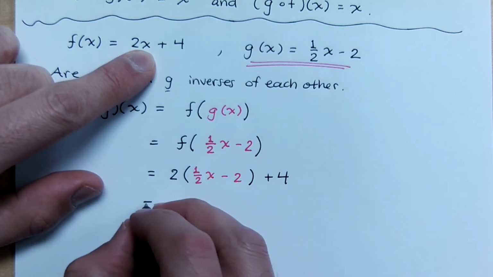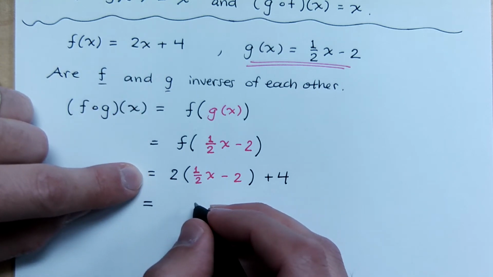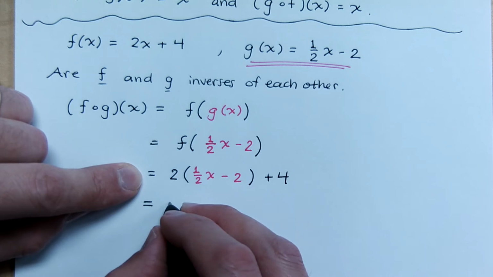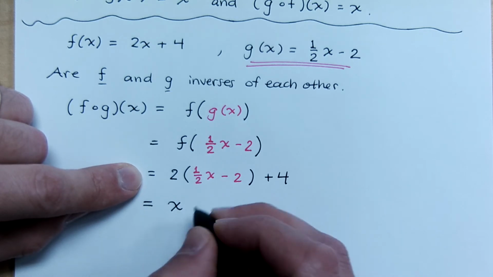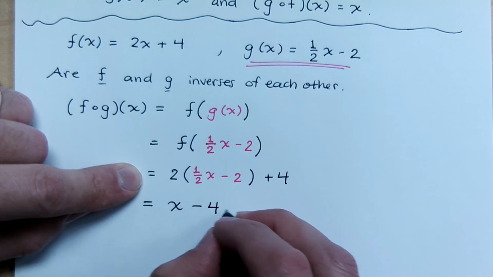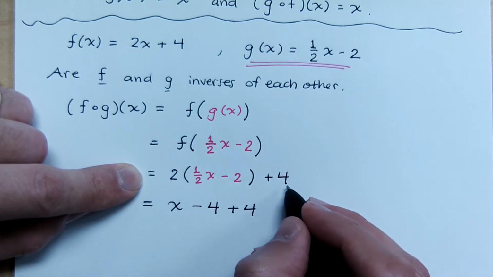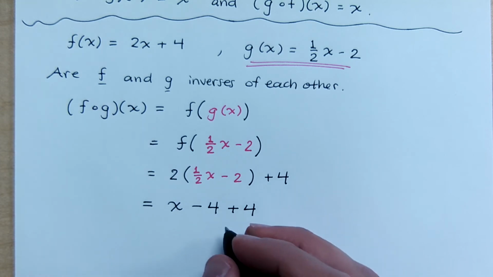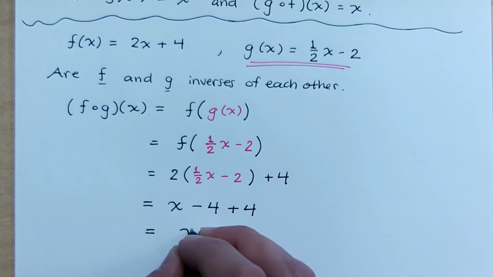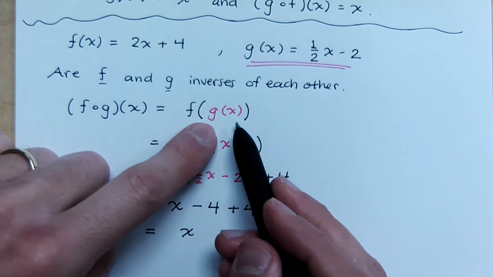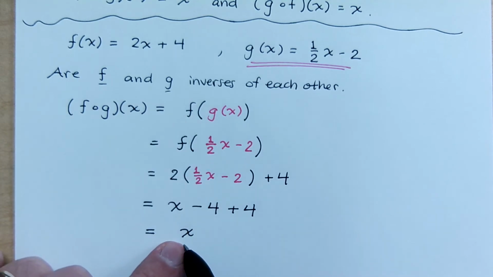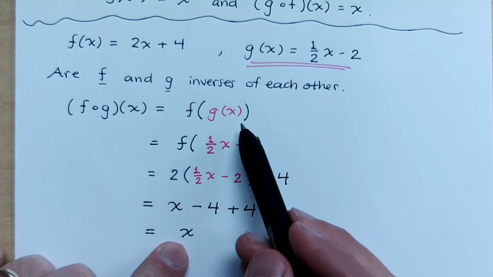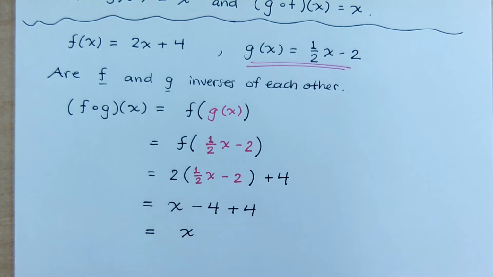So as I work this out and I distribute, what do we get? 2 times half x just gives you 1x. 2 times negative 2 is minus 4. And then there's the plus 4 that was there as part of the original function. And when you simplify all of this, what do we get? You just get x. So I plugged one function into another one, and everything reduced back to give me just x, which basically says whatever g would have done to that input value, f would then undo all of those steps by taking the inverse of each of those algebraic operations.